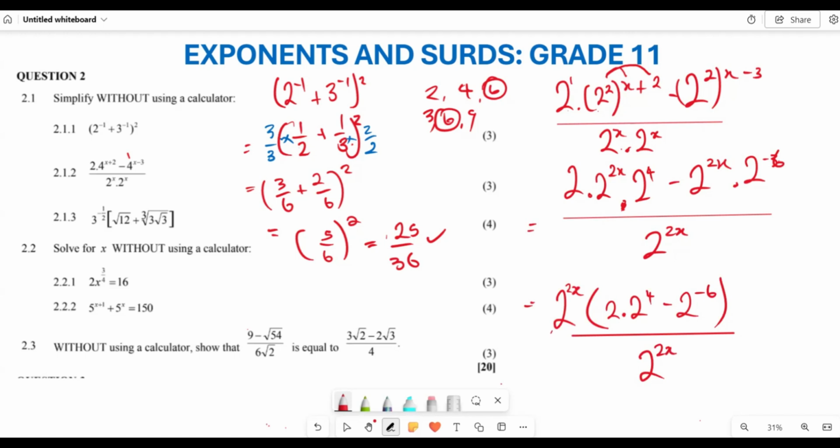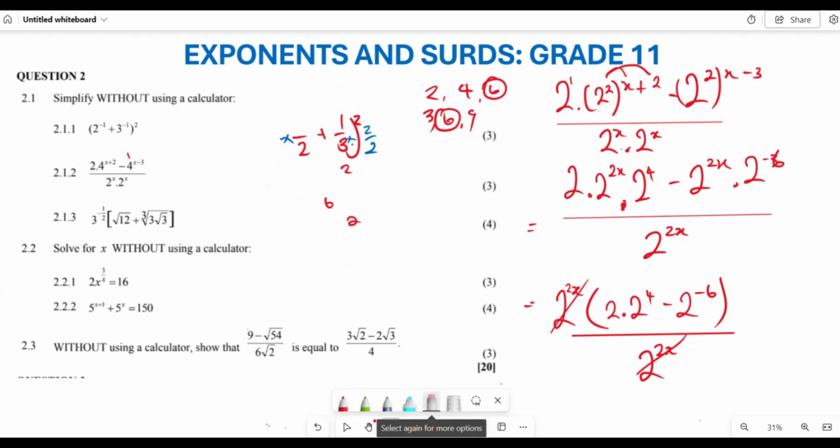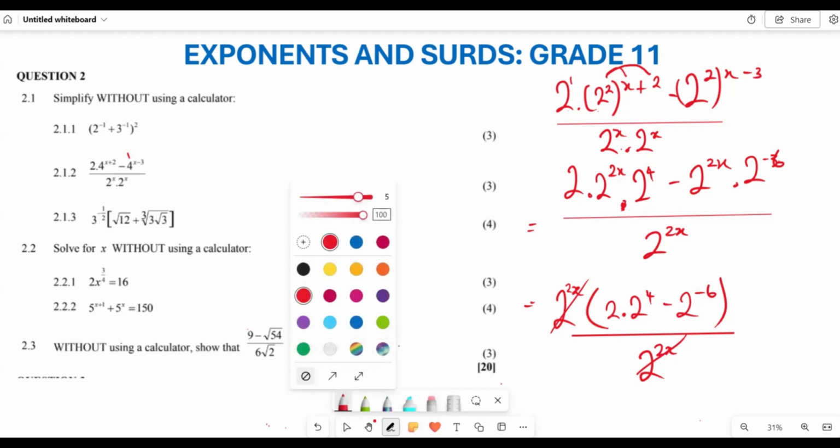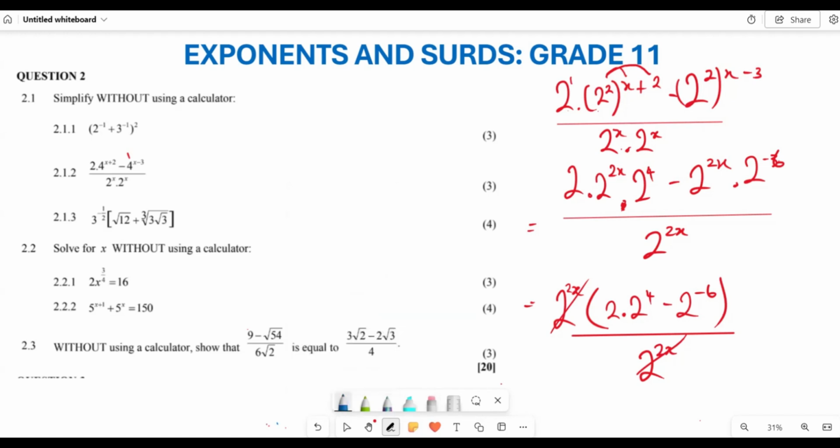Now I want you to look at this. Can you see that since there's a multiplication sign, these are going to cancel each other, right? The 2's and 2's are going to cancel each other here. And now what is it that you're going to end up having here? This is going to be same as 2 multiplied by 2 to the power of 4. This is same as 2 to the power of 5, right? This is going to be same as 2 to the power of 5.